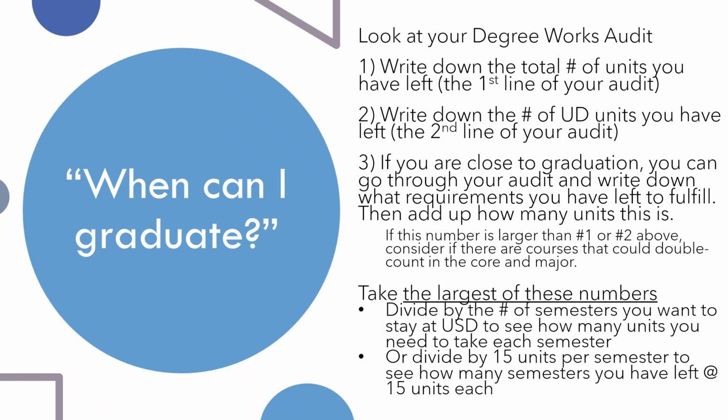If your largest number of units is 60 units and you want to stay for 3 semesters, that would be 20 units per semester, which is more than a usual semester course load. The biggest number of units you can take per semester is 18 units. So instead, you might consider taking some summer or intersession classes.